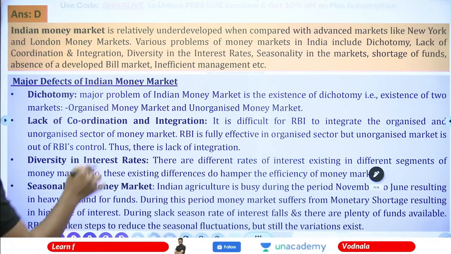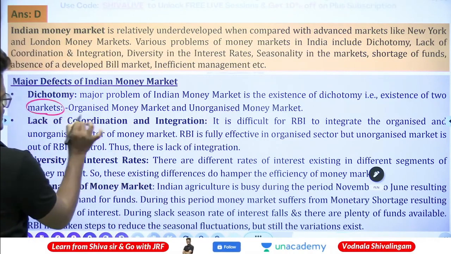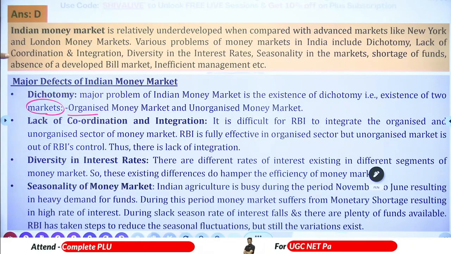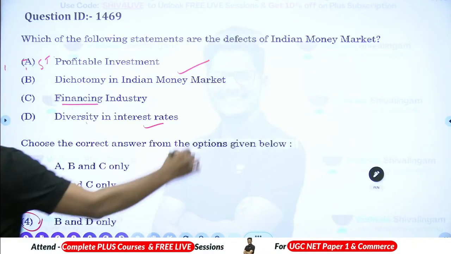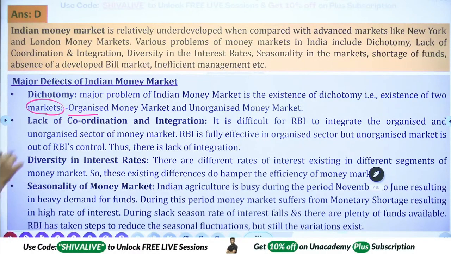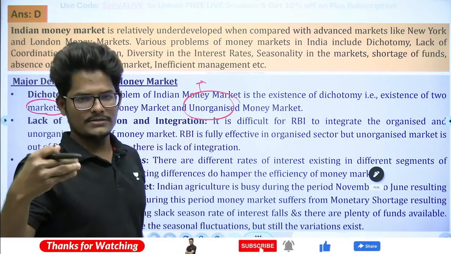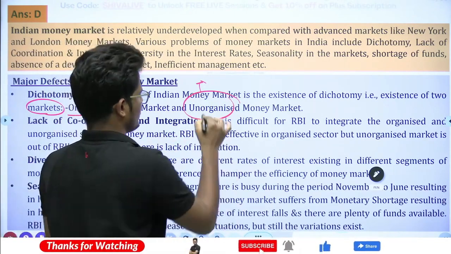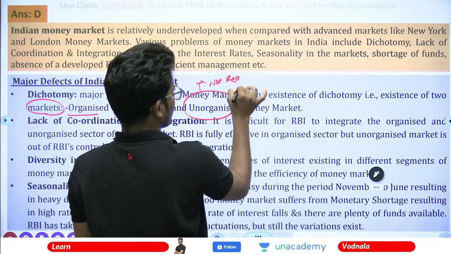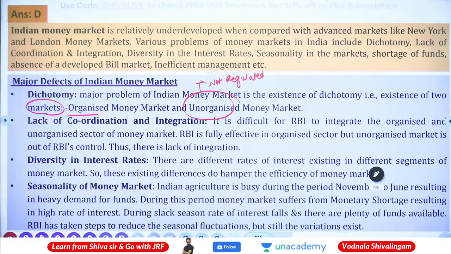What is dichotomy? Dichotomy means the existence of two markets, organized and unorganized. Both types of money market are available, and because of that it has some limitations or disadvantages. Organized is regulated but unorganized is not regulated. In this, frauds are many, like chit funds and small savings schemes, which are part of it. This is not properly regulated, which creates a disadvantage to the entire money market.